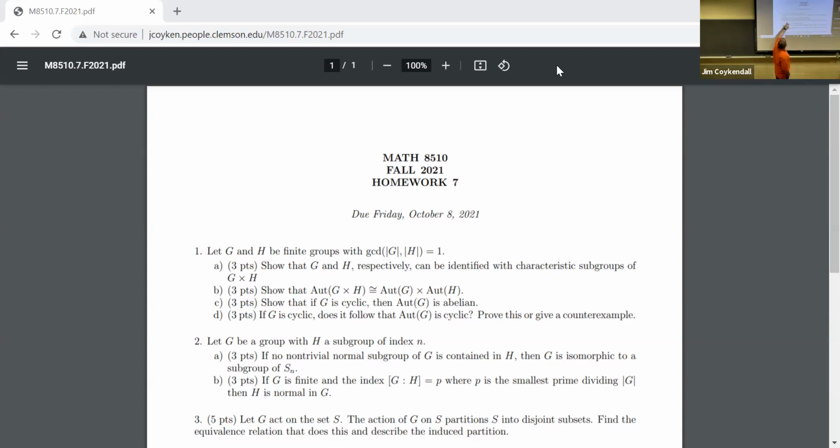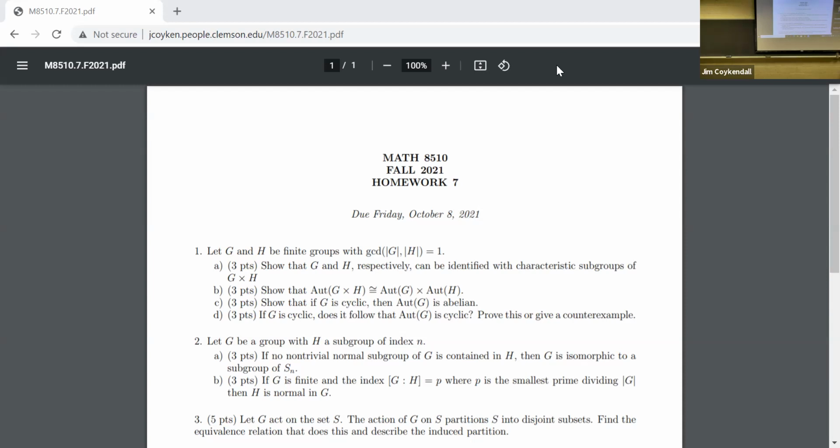Show that in this case, and you're going to need these assumptions here because this in general is not true, show that Aut of G cross H is Aut G cross Aut H, right? So if you have two finite groups of relatively prime order, then the automorphisms come that way.